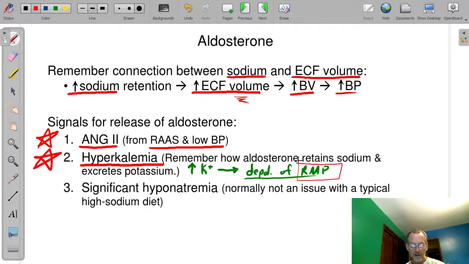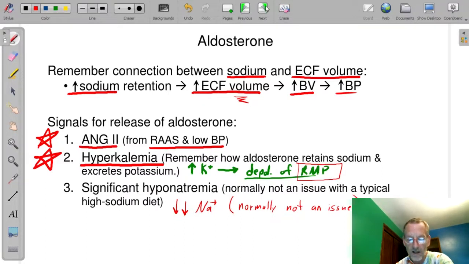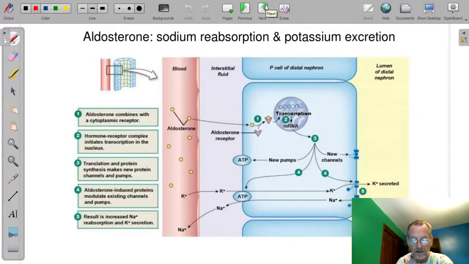A third signal for the release of aldosterone is significant hyponatremia, if we have very low sodium. Normally that is not a problem with a typical high sodium diet. Normally not an issue. So the major signals are angiotensin II and hyperkalemia. The next slide looks at the details of aldosterone.